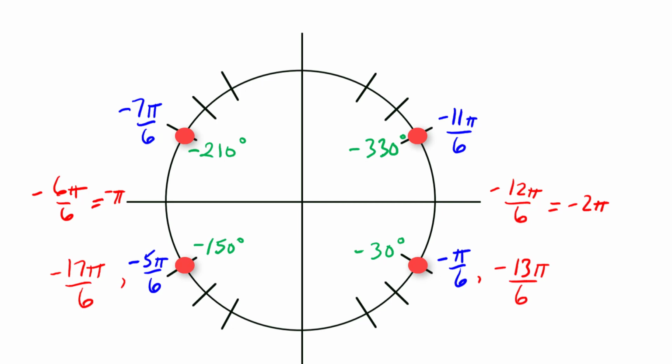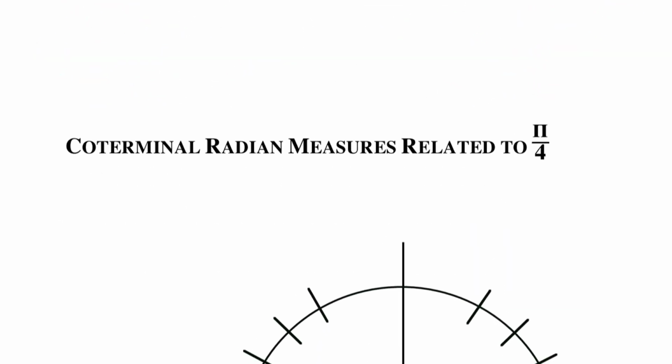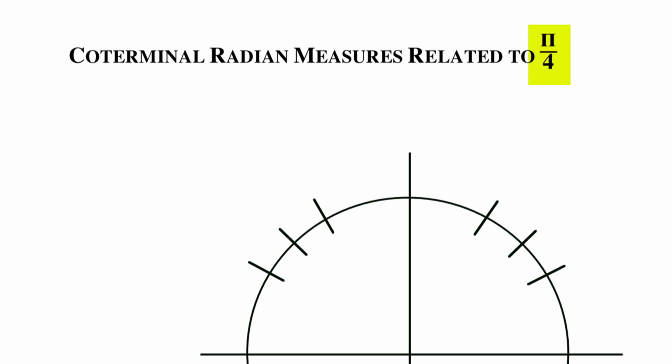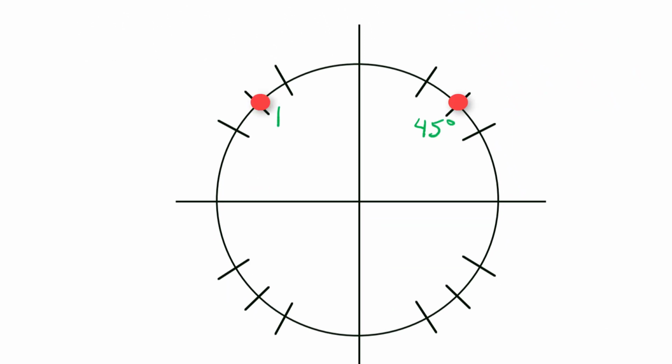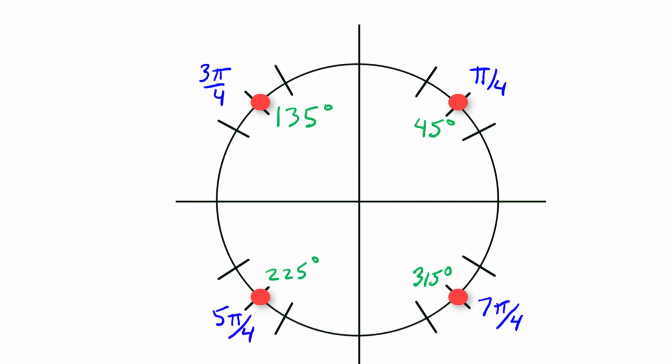Let's now look at some coterminal radian measures to angles that are related to pi/4, where theta hat is 45 degrees. We know that we have 45, 135, 225, and 315 degrees around the unit circle. And the radian measures are pi/4s: pi/4, 3pi/4, 5pi/4, and 7pi/4.